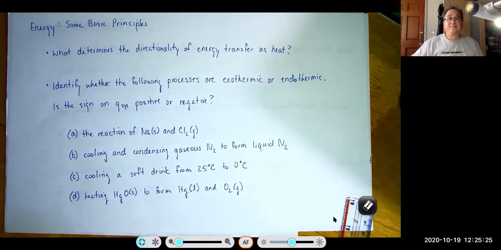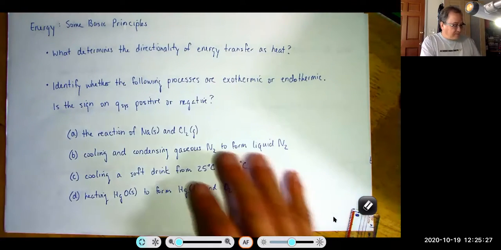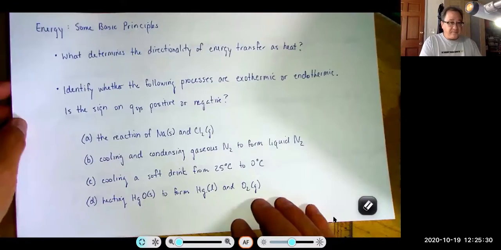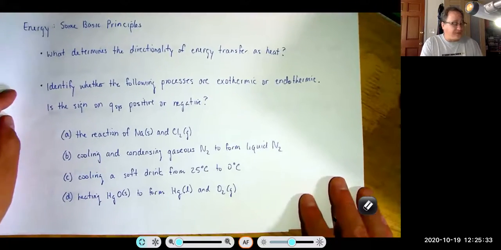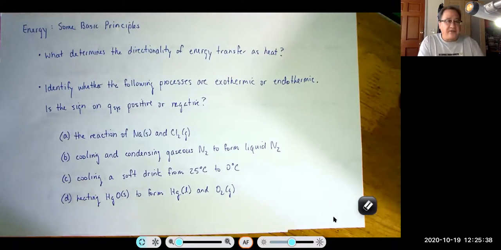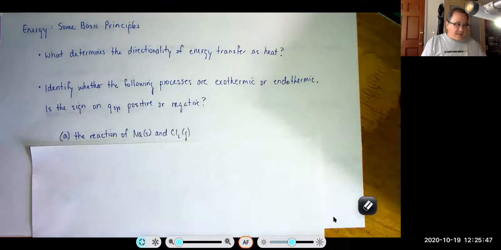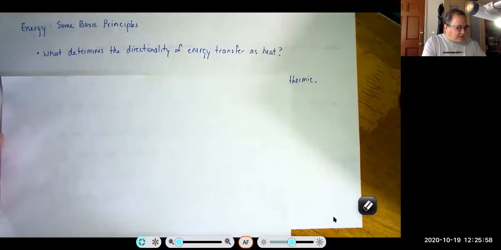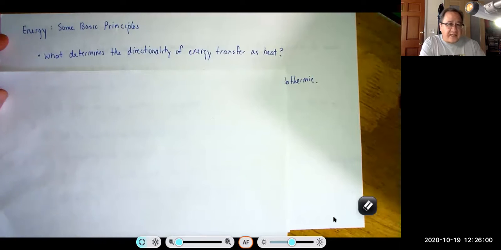All right. The next section is about energy and some basic principles. So I just recorded a lecture on energy, the very first section here. And so I'll let you watch that. But basically here for this section, we're talking about energy and heat and how heat works in chemical reactions. So one of the first questions they ask you in the back of the book is, what determines the directionality of energy transfer as heat?